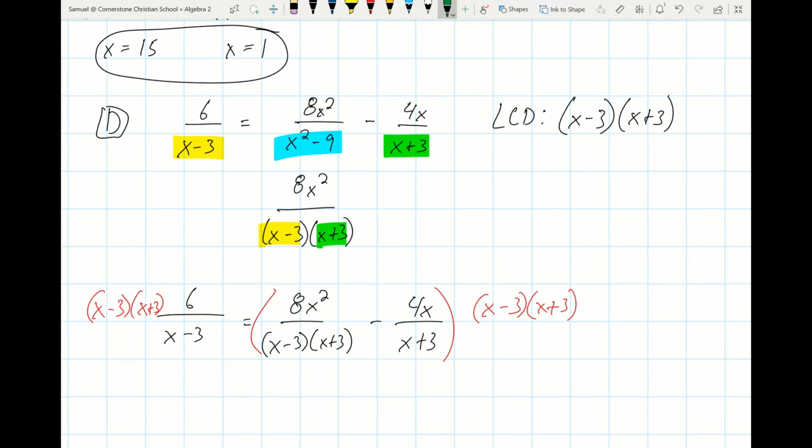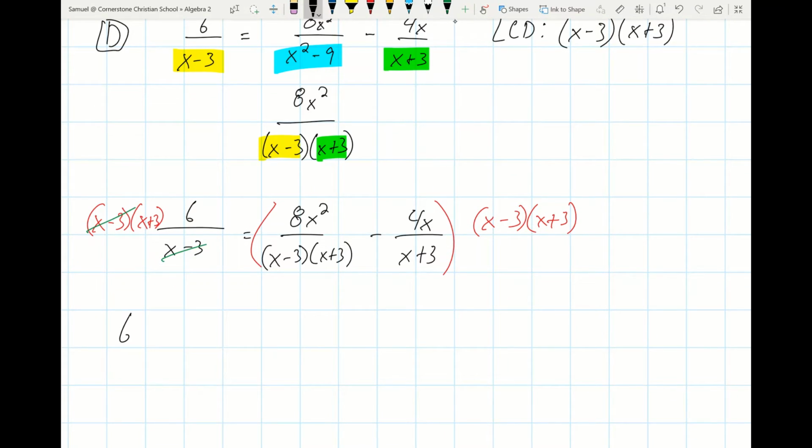On the left side, we can see that an x minus 3 and an x minus 3 will be canceled out, leaving just 6 times the quantity x plus 3. This equals, all right, on the right side now, remember this is distributing to both things. So this time we're going to try to do it a little in our head so we don't have to rewrite the whole thing. If I think about taking x minus 3 times x plus 3 times this whole quantity here, what would happen to the denominator and what I'm multiplying it by? All of that would cancel out. So I would just be left with 8x squared.